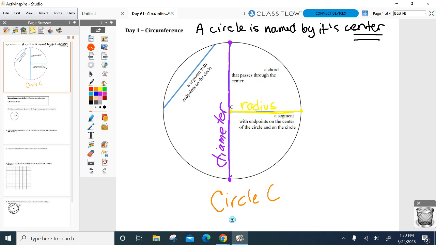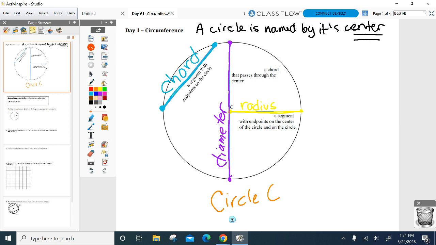And then I have this segment. Endpoints are still on the circle, but this one does not go through the center. Anybody heard of that term before? No? I had a feeling. That's fine. Chord. That is a chord. C-H-O-R-D. That is a chord.